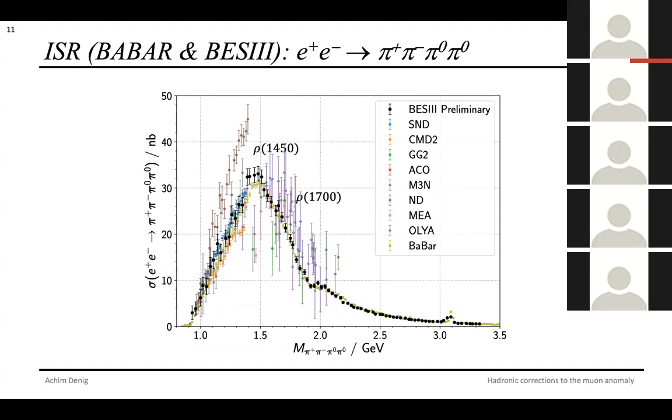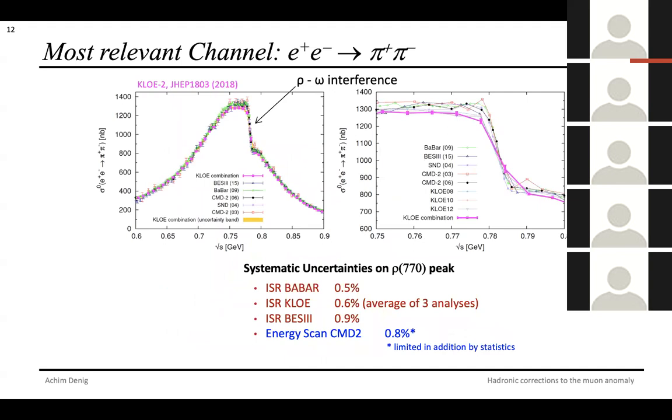Now, how is the situation for the most relevant channel, e+e- to pi+ pi-? You can see here various experiments measuring this. It's the Rho resonance, and you see here the Rho-omega interference. So it looks all beautiful. The accuracy of the ISR measurements is below 1%. Also in Novosibirsk, this has been measured very precisely.